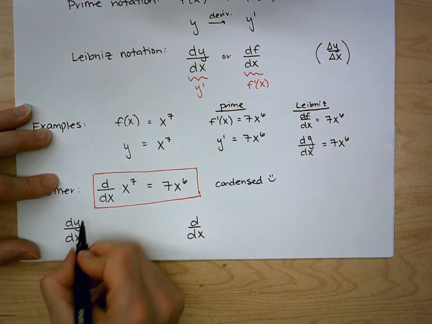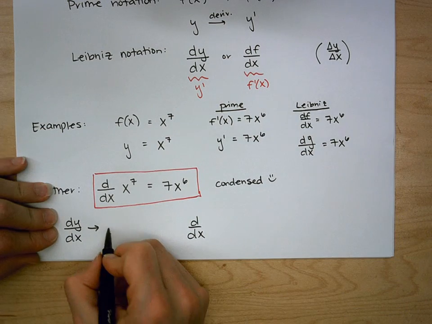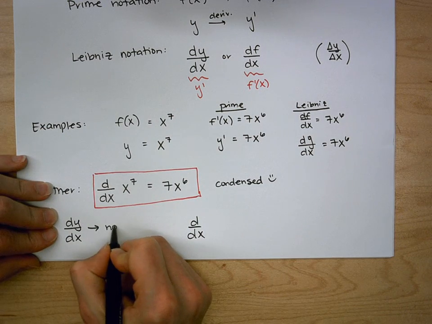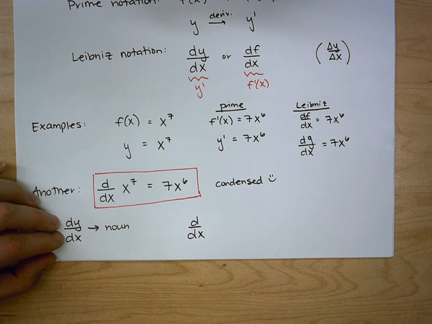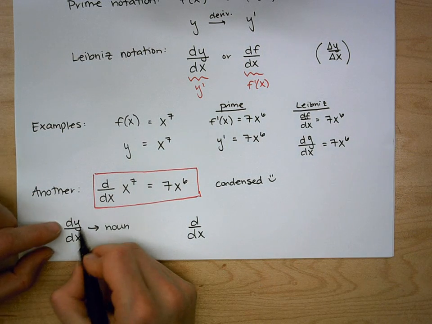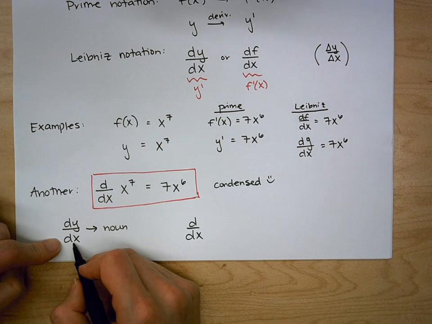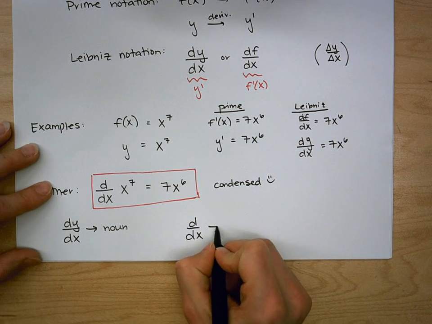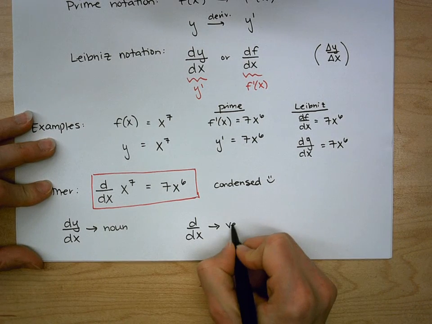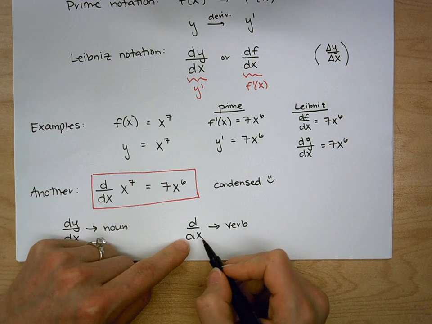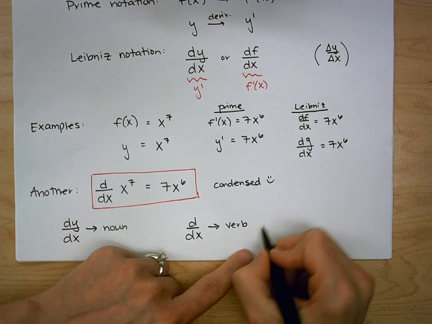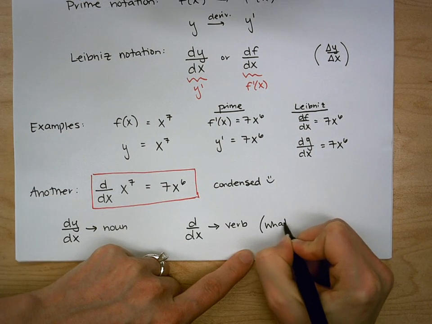dy over dx, I want you to think of this as like a noun. That is, it's a thing. This would be like a number or a function. It is the derivative of y with respect to x. This one, this is more of like a verb or an action word, because this is like an operation. This is saying what is the derivative. It's saying what is the derivative of whatever's in front.